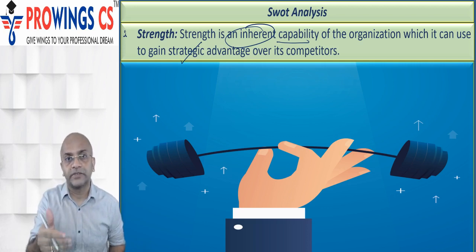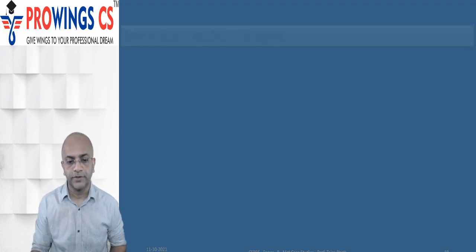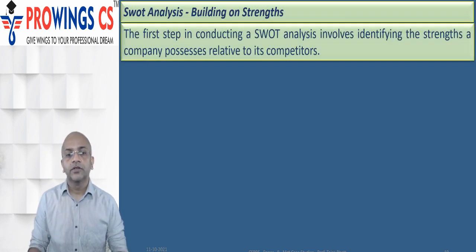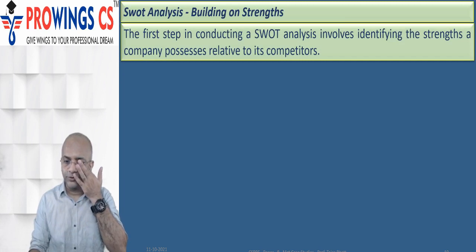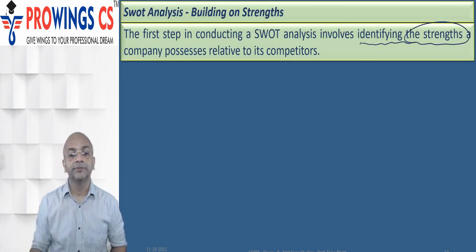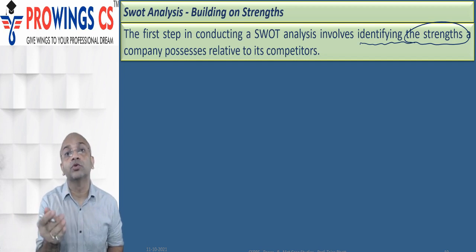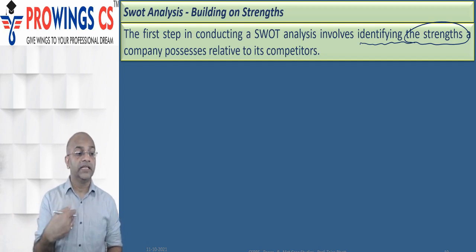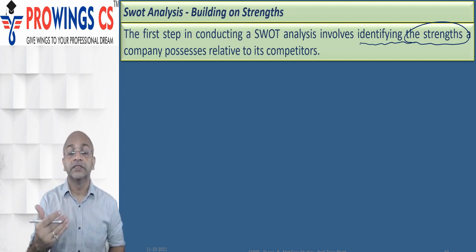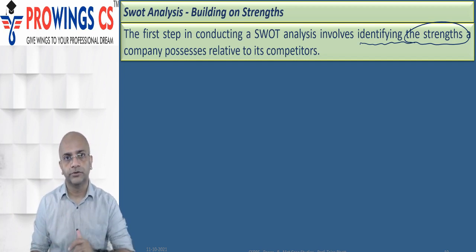By getting the information from strength, and then on the basis of that information, we make strategies. We, meaning the businessman, make strategies. The first step in conducting a SWOT analysis involves identifying the strengths a company possesses relative to competitors. What my competitors don't have, and what I have in return. That means I am an edge over my competitors. That's the planning.